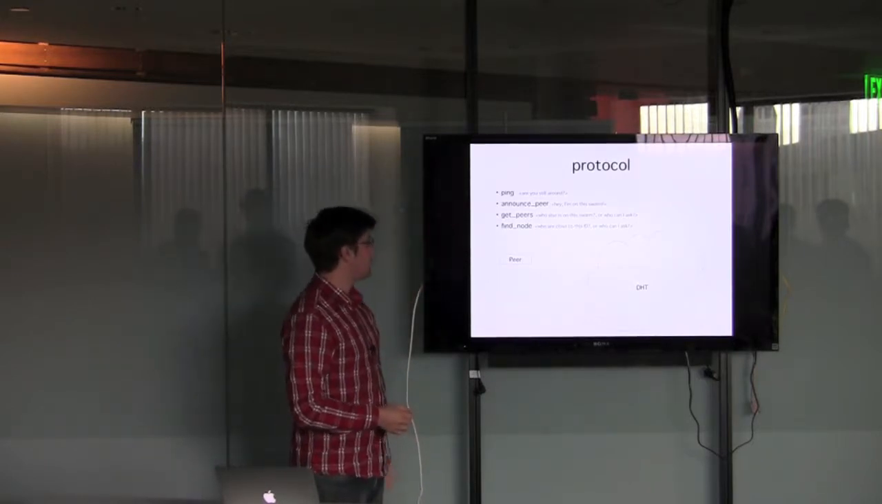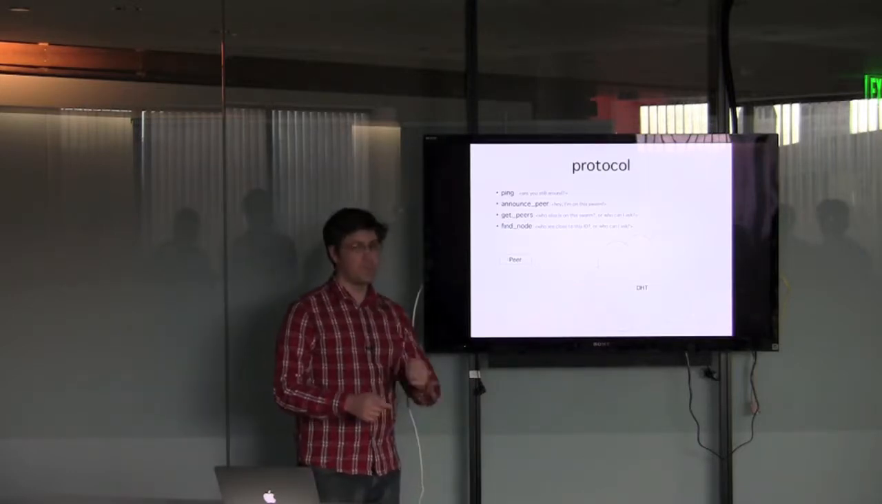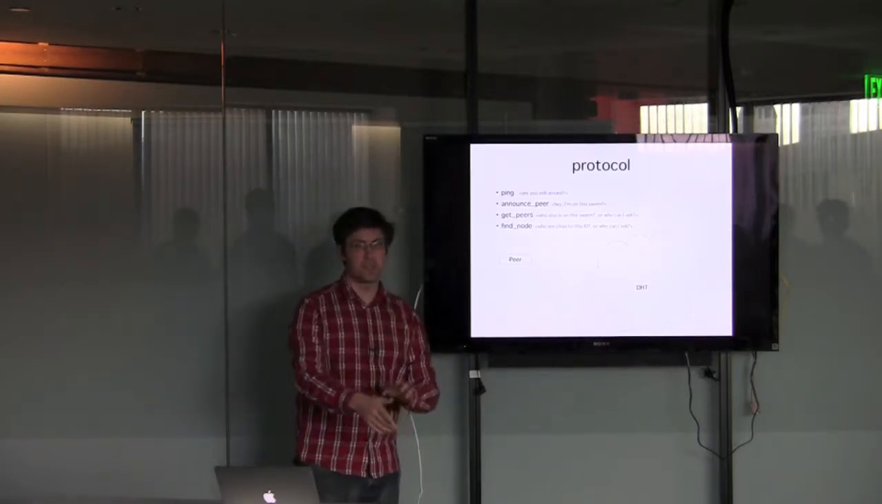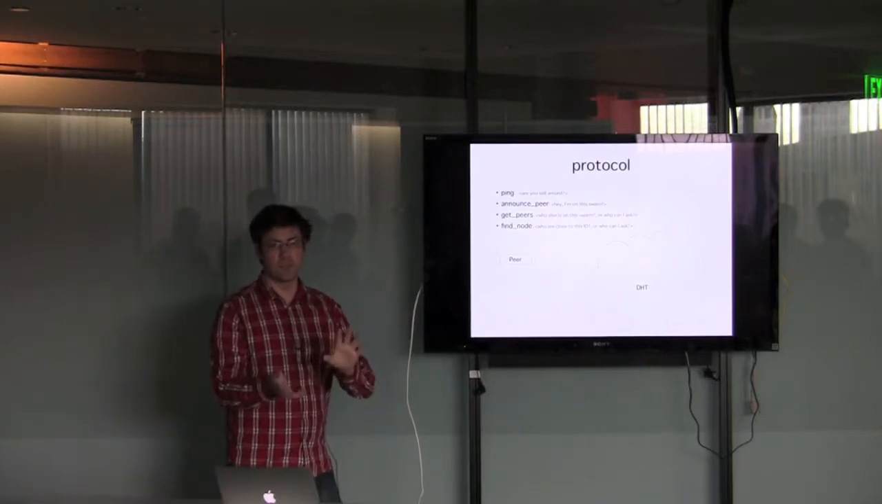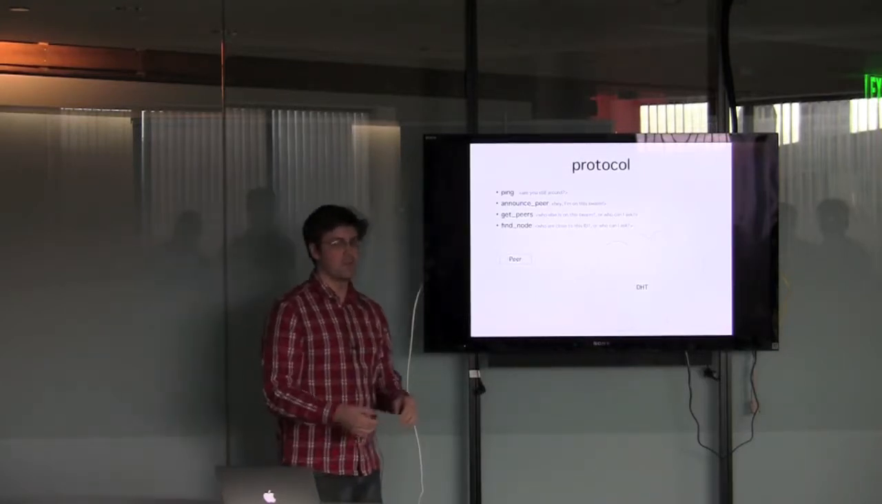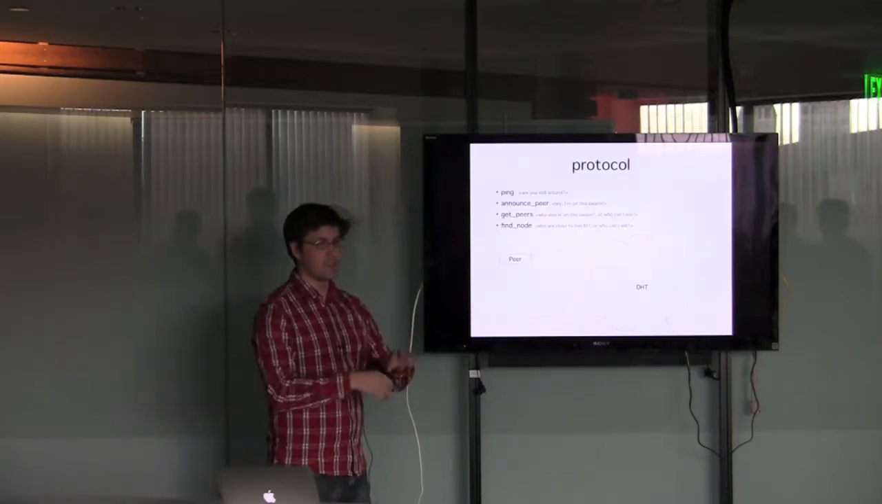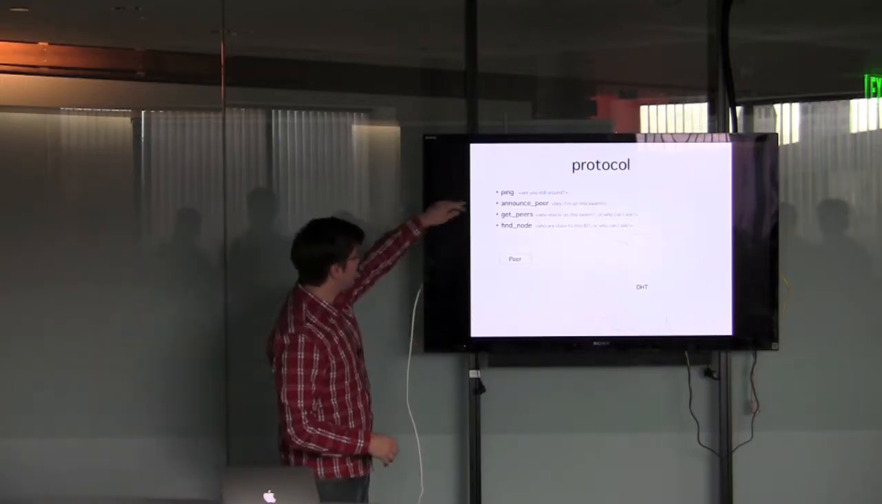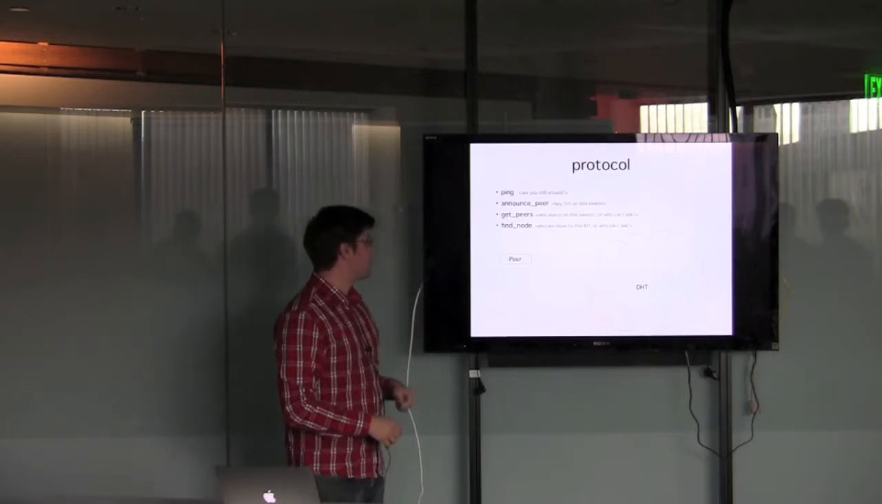Announce peer is also very simple. You say, hey, I'm on this swarm, here's the info hash, and this is my port that I'm listening on, and it will just store that information, most likely, and then just say, okay, I stored this information. And then there's get peers and find nodes.